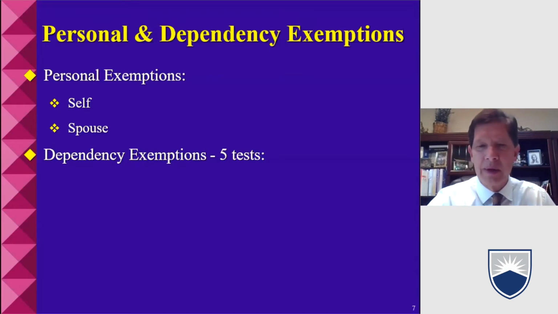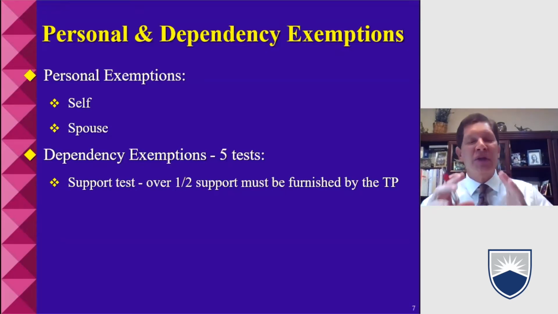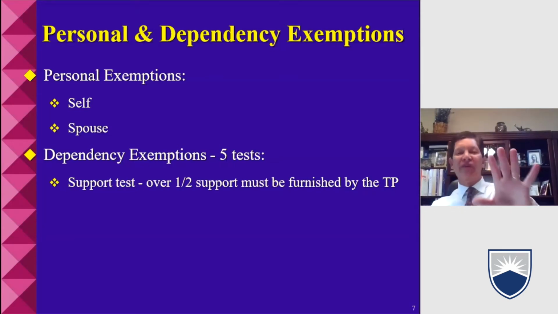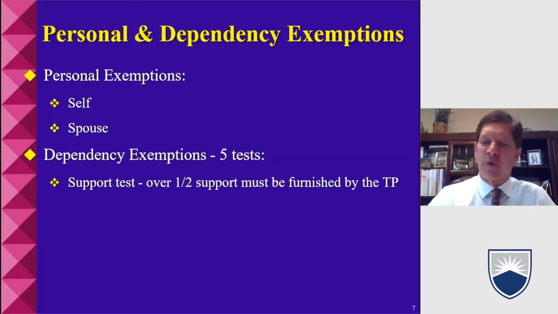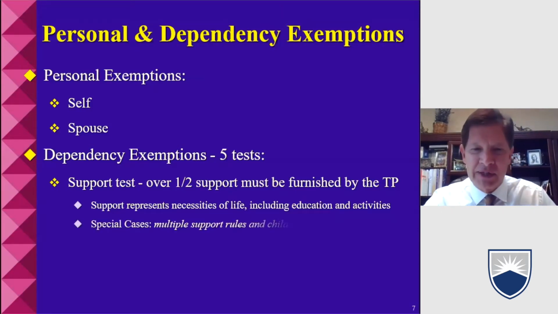definitions. We have traditionally had 5 tests. We have the support test, which you often hear about. You need to provide more than 50% of the individual's support if you're going to claim him or her as your dependent. So more than 50% of their support must be furnished by the taxpayer. Support represents those basic necessities of life, including education and activities.